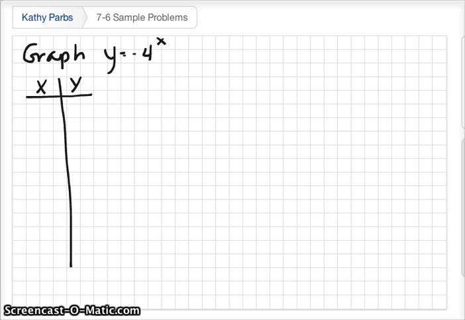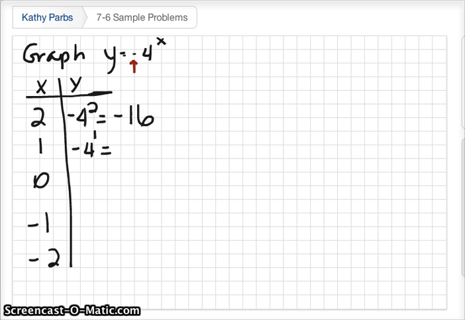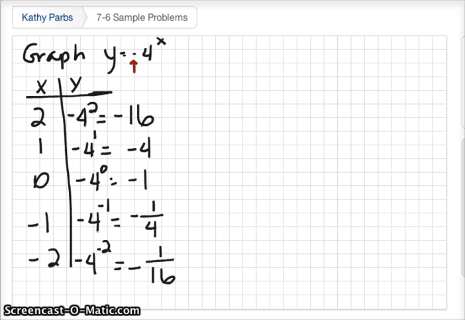Okay, on this example, it's just like the one we just did, except that we have this negative sign. So we're going to use the same numbers, 2, 1, 0, -1, -2. So we would have a -4 squared, which would be the opposite of 4 times 4, so that would be a -16. A -4 to the first would be a -4. A -4 to the 0 would be a -1. A -4 to the -1 would be a -1 over 4. And a -4 to the -2 would be a -1 over 16.